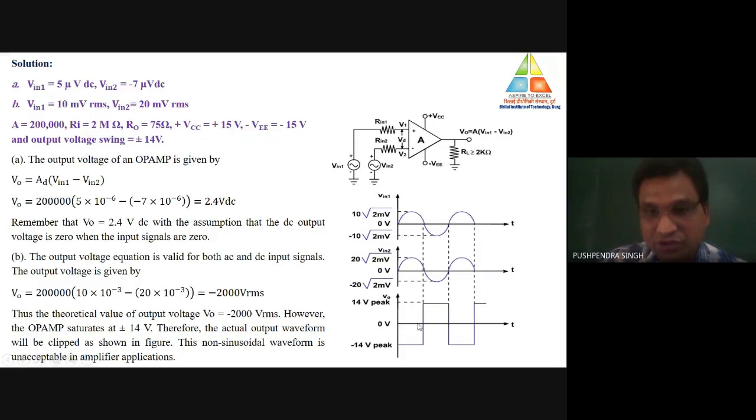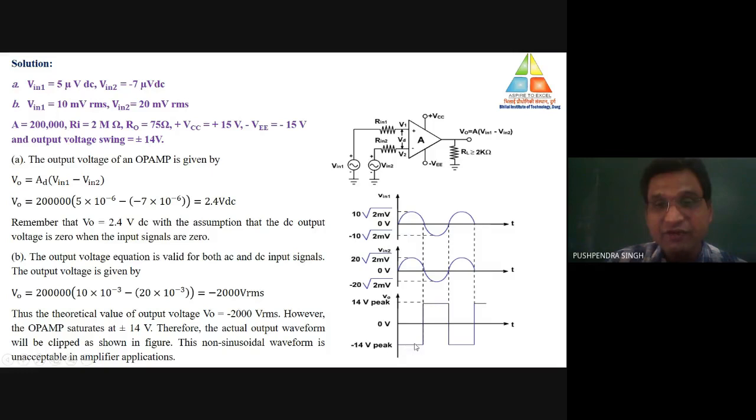Then what happens to the output? Up to 14 volt you get the signal, but after that there will be clipping in the wave. But why is it square? Because there is a very fast change in the value of output. Why? Because the value of V0 is 2000 volt RMS. That's why a square waveform is generated at the output terminal.